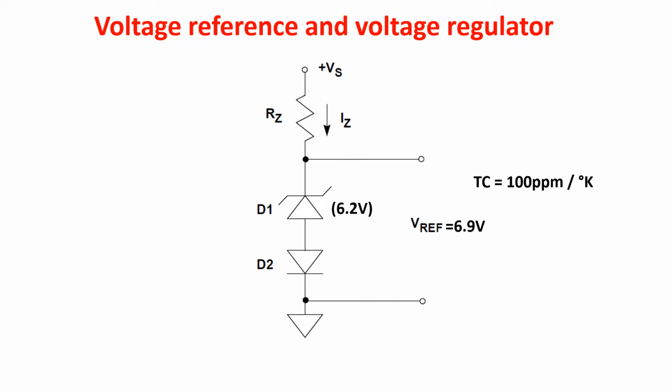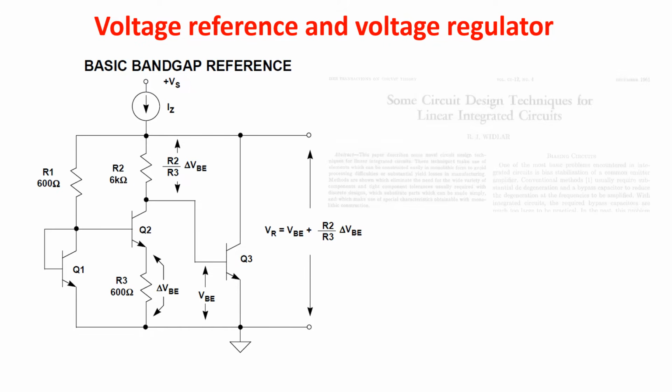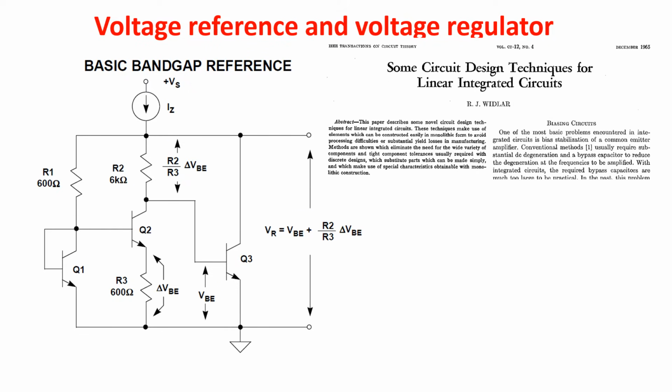Moreover, references based on low TC Zener diodes also tend to be noisy due to the basic noise of the breakdown mechanism. A better circuit for a stable voltage reference is this, based on the bandgap reference firstly described by Widlar in his paper, Some Linear Design Technique for Linear Integrated Circuit, in 1965.